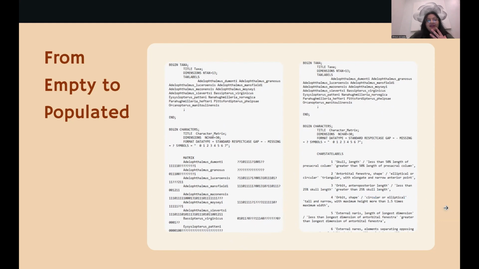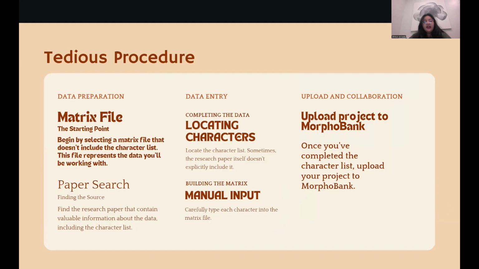Now that you have an idea of what an incomplete Nexus file looks like versus what a complete Nexus file looks like, you'll be able to follow how this AI-powered solution actually works even better. Before, I'd go through the tedious procedure of looking for the empty matrix file, which was provided to us in a Google Drive folder, and then I'd have to look for the paper associated with this particular matrix. That would take a little while.